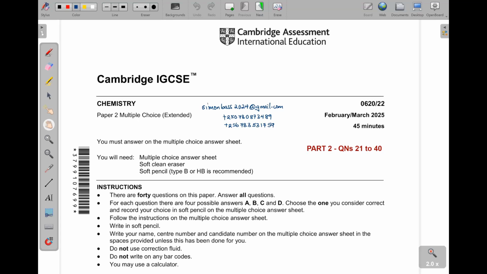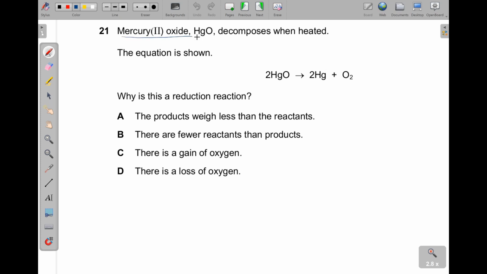This is Teacher Simon taking you through Cambridge IGCSE Extended Chemistry Paper 2 for Feb-March 2025. Question 21. Mercury(II) oxide decomposes when heated. The equation is shown. This is the equation here. Why is this a reduction equation?